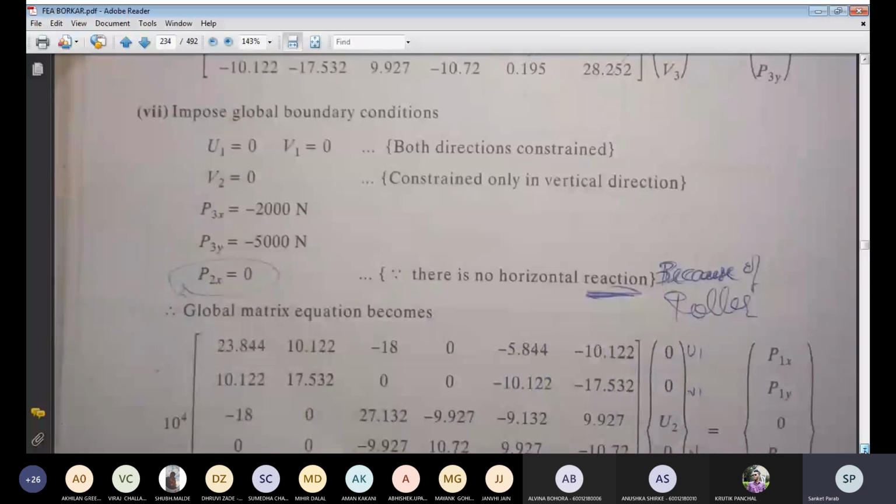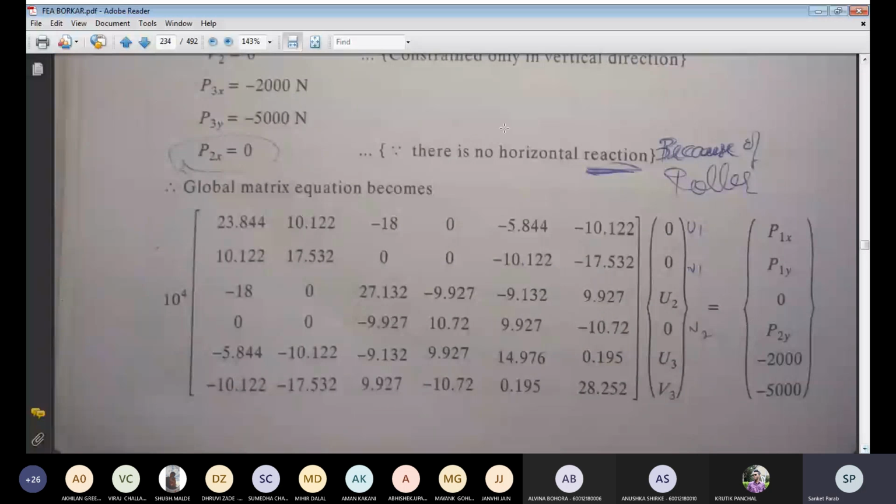So if I put the boundary conditions, my matrix will be somewhat like this, and with this I will formulate the equations and try to find out the values for u2, u3, v3, p1x, p1y, and p2y. Is it clear?